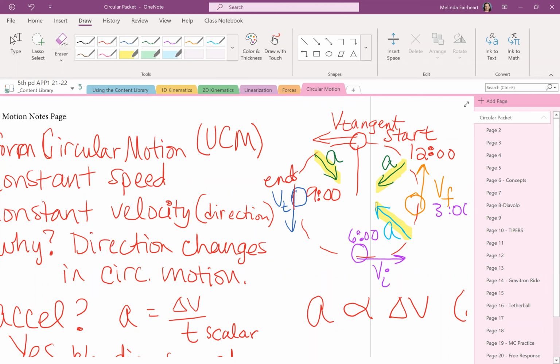And by the way, if you take a little educated guess, if we did 9 o'clock to 6 o'clock, what direction would it accelerate? Are you noticing a pattern? It would accelerate this way. If we were to do the tip to tail again, what do they all have in common? They're pointing towards the center, okay?